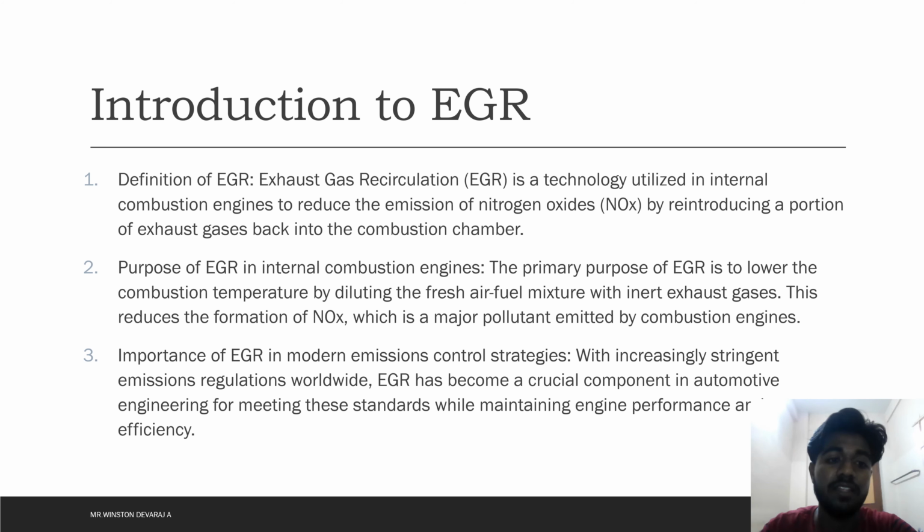So, the definition of EGR goes like this: exhaust gas recirculation is a technology utilized in internal combustion engines to reduce the emission of nitrogen oxide. As I told in the previous slide itself, the main motive is to reduce nitrogen oxide. Why? Because it is the main pollutant, the reason for global warming and the smog produced in many areas, especially in the Indian climate. We can state the example of New Delhi, our capital city, because of the carbon emission as well as this NOx.